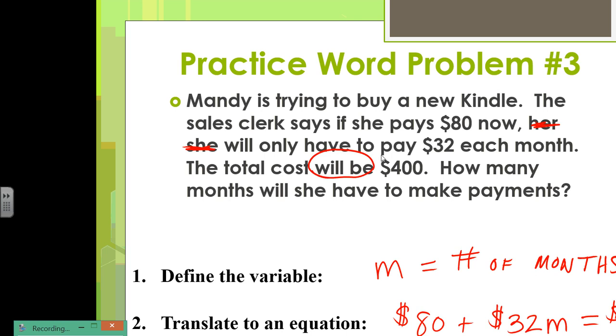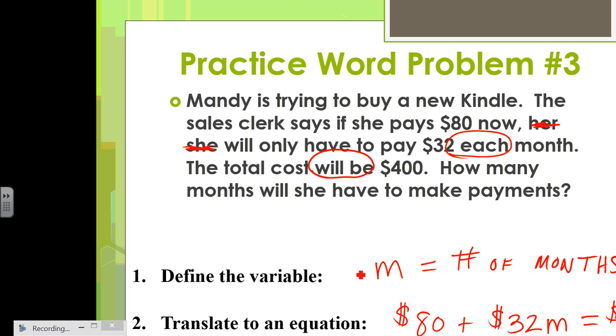All right, welcome back. So hopefully you defined something like this. M is equal to the number of months. If you said X or N or something like that, that's fine. You didn't have to pick M like I did. Translated to an equation, $80 now, that goes down. She will also have to pay $32 every month, and there's that each word again. And then the total cost will be $400. So it's 80 plus 32M equals 400.